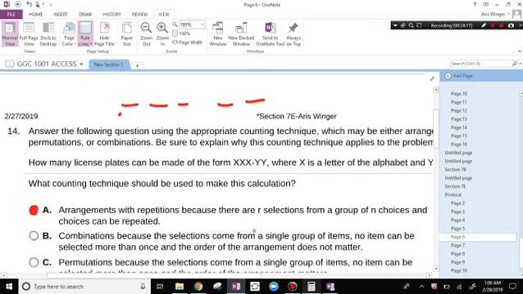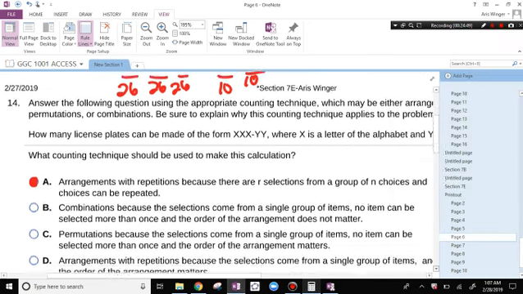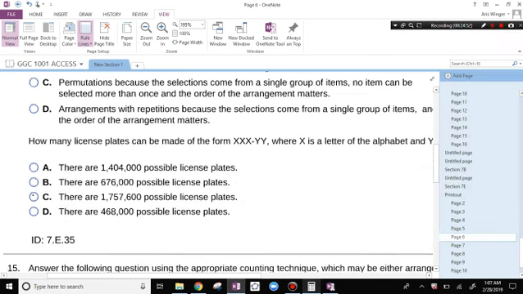How many are there? So there are 26 here, 26 here, 26 here, letters in the alphabet. And the last 2 are digits 0 through 9, which is 10, 10. So it's 26 times 26 times 26 times 10 times 10. 1,757,600. Yeah, oh great, they gave us that choice.